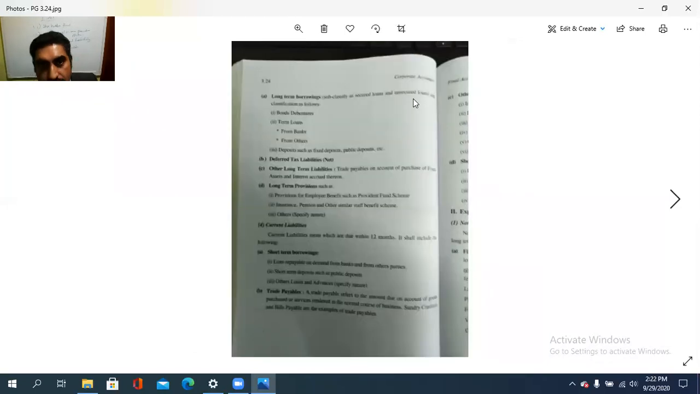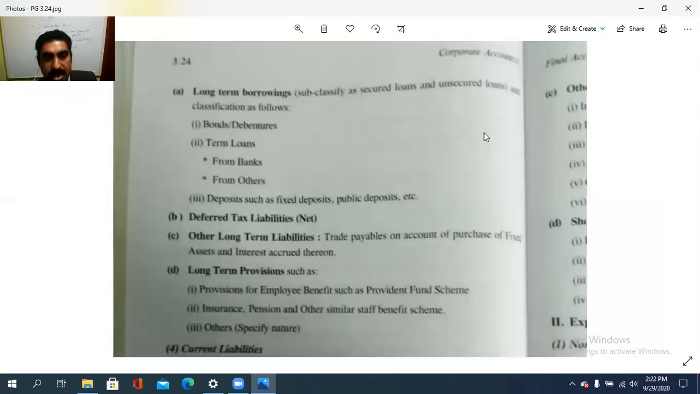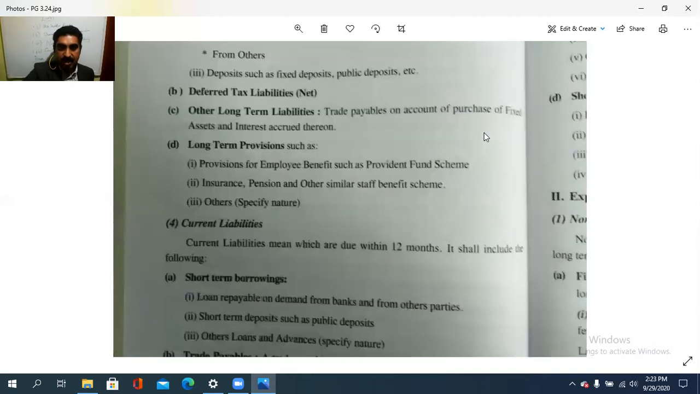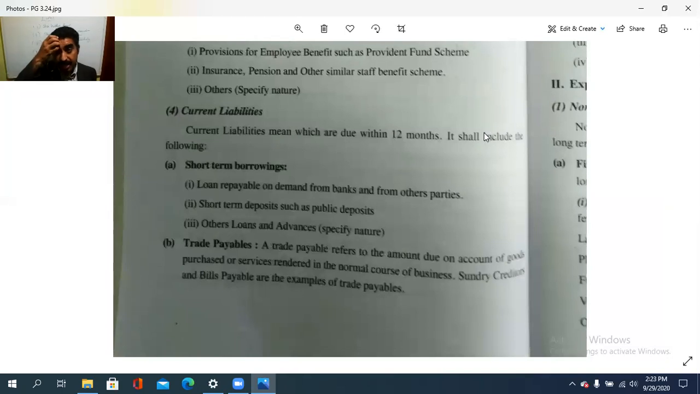Bank loan ഉണ്ടാകാം. Okay. Then long-term borrowing. See the items. Long-term borrowing like bonds or debentures, term loans, that is from banks and from others, and deposits such as fixed deposit, public deposit, etc. Deferred tax liability, other long-term liability, long-term provisions, etc. And also there is current liability, that is short-term borrowings, the trade payable, like that you are aware about now, isn't it?